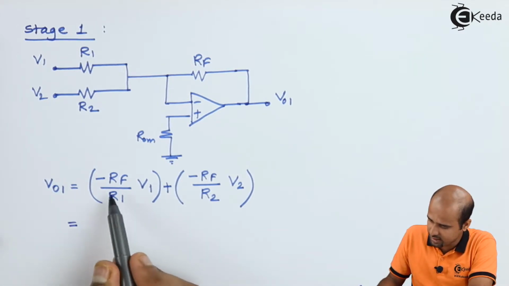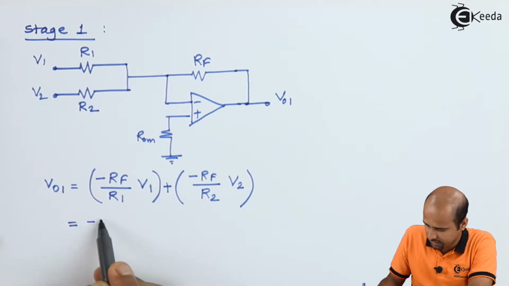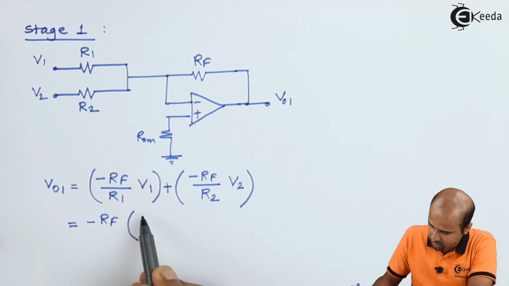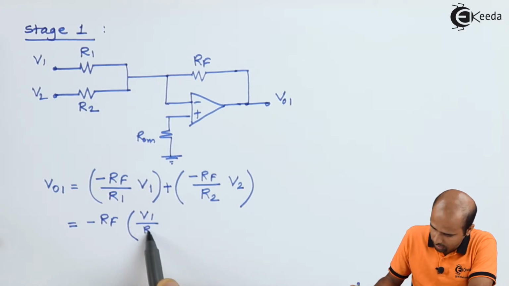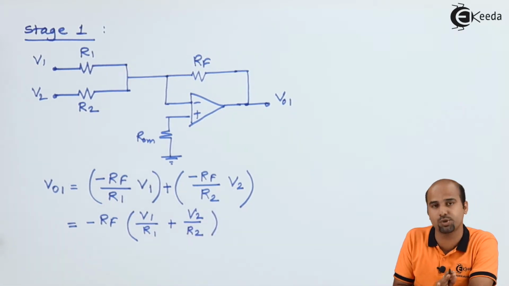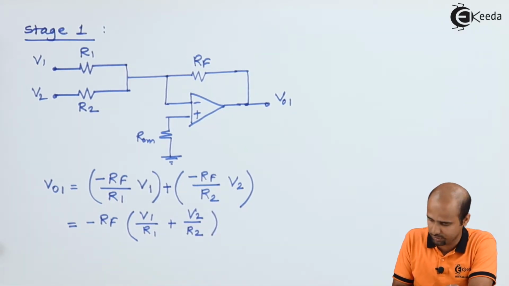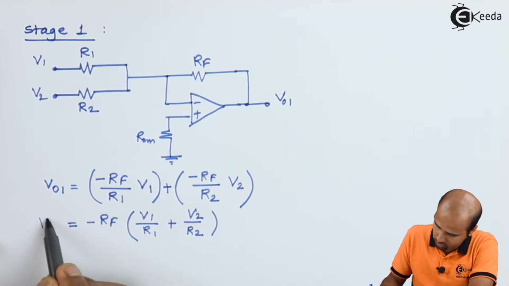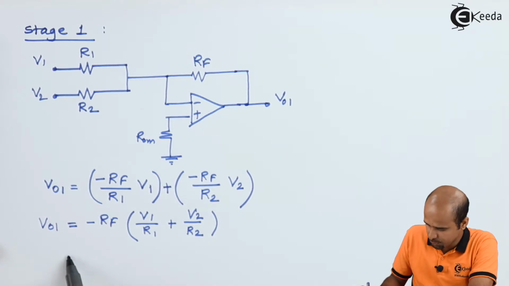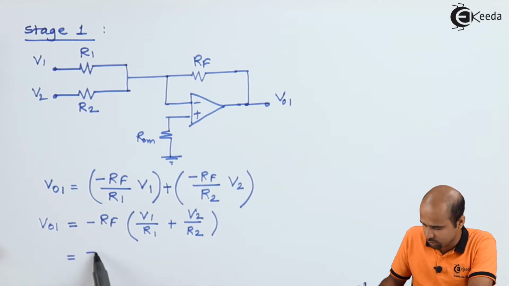Now we can take this RF common. We will take this as minus RF in bracket V1 upon R1 plus V2 upon R2. Very simple. This is the usual inverting configuration output voltage, that is VO1. Just put the value and get the answer. RF is equal to minus 10K.